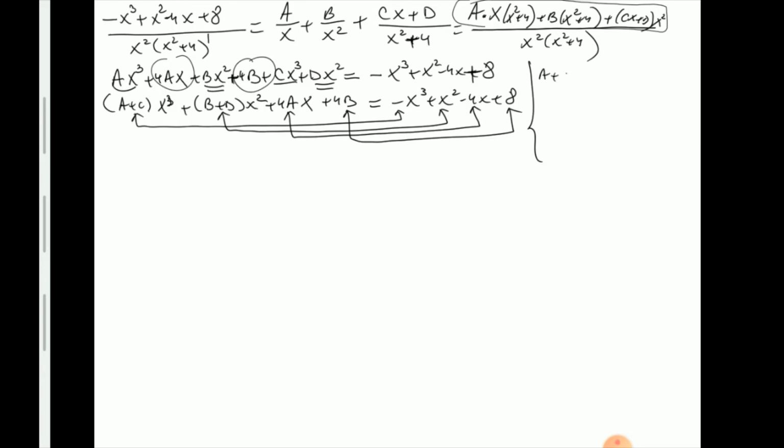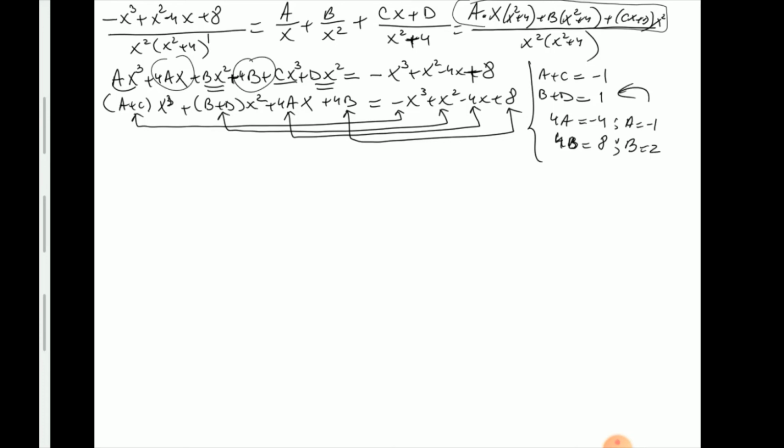So let's write the equations. A plus c equals minus 1. B plus d equals 1, 4a equals minus 4, 4b equals 8. Don't forget to pause and catch up in order to do the computation yourself. So I can tell immediately that a is minus 1 from the third equation and b equals 2.